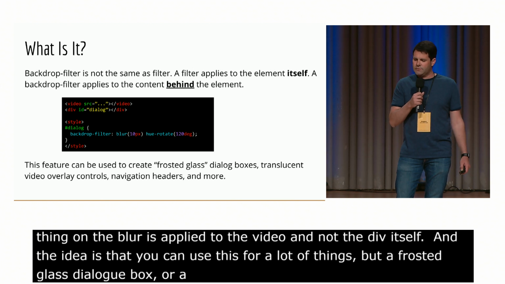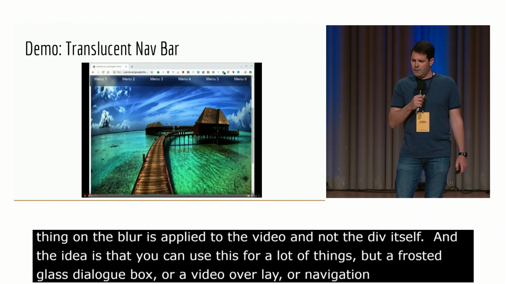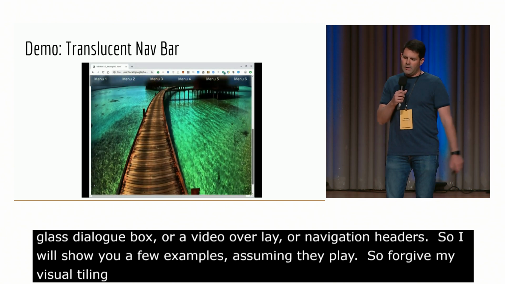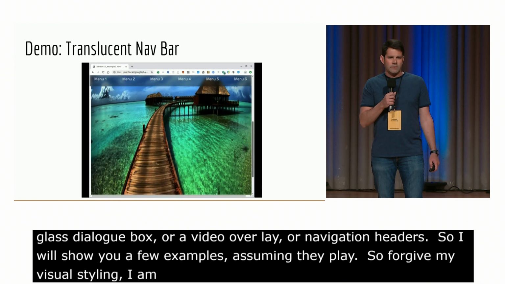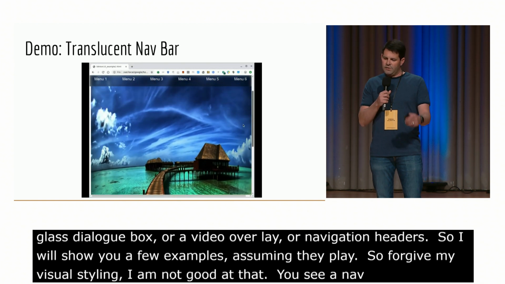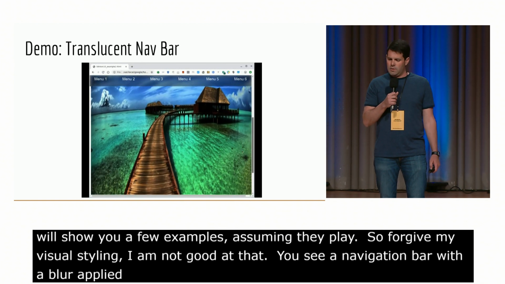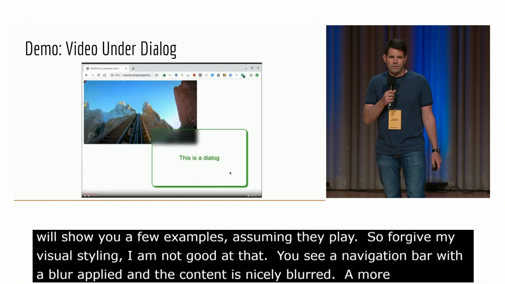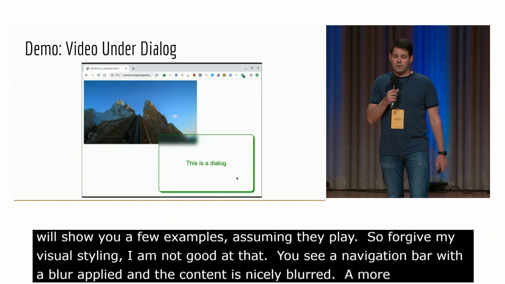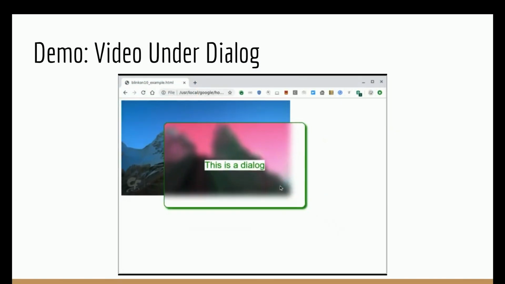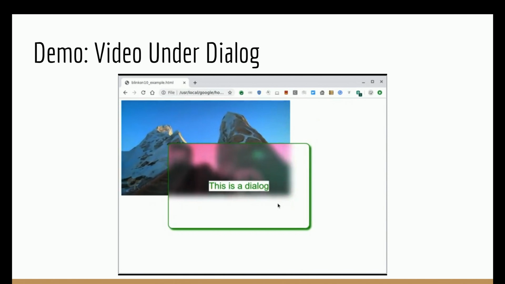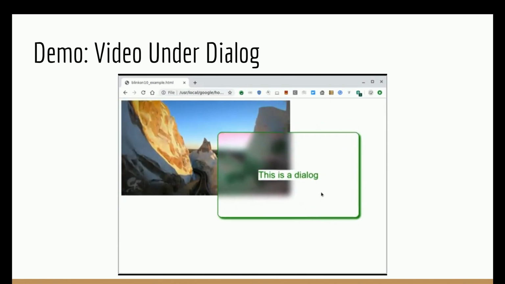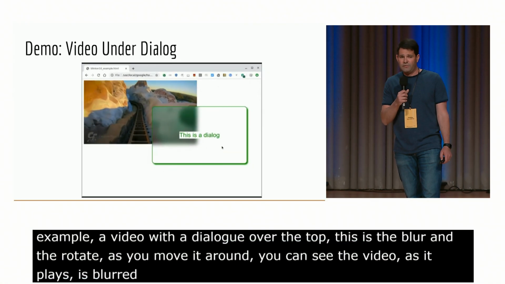I'll show you a few examples, assuming they play. Forgive my visual styling, I am not good at that. Here you see a navigation bar with a blur applied to the backdrop filter, and the content underneath it gets nicely blurred as you scroll. Here is a more complicated example, a video playing with a dialogue over the top. This one has the blur and the hue rotate, and as you move it around, you can see that the stuff behind the video, as it plays, gets blurred. You can imagine this is very hard to do, basically impossible to do with a polyfill.